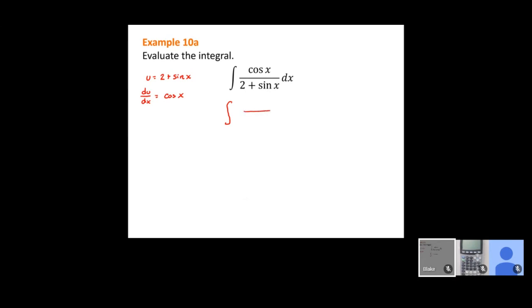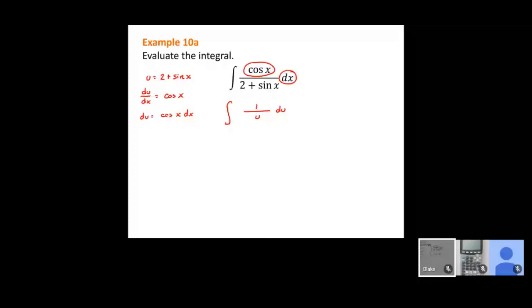When I rewrite this, the 2 plus sine of x is in the denominator, so I know I'm going to have a u down here in the denominator, which means I'm missing what now? Good, the cosine x and the dx. Right, so I'm trying to replace this and this. So I'm going to come over here and solve. We get du equals cosine x dx. So what's my integral going to look like now? Good, it's just going to be 1 over u du. Any questions about how we got that? All right, now if we're looking for the antiderivative, what are we going to do next?